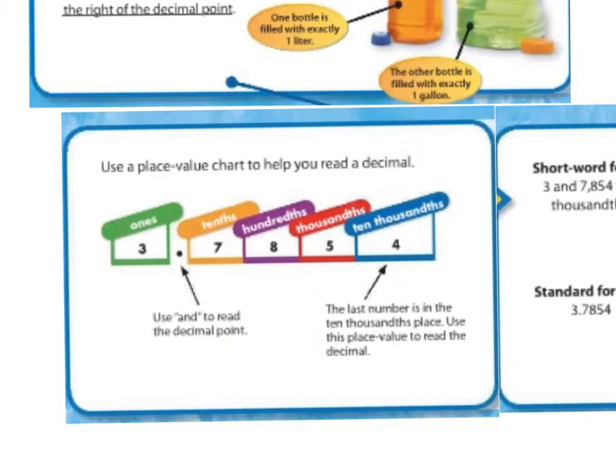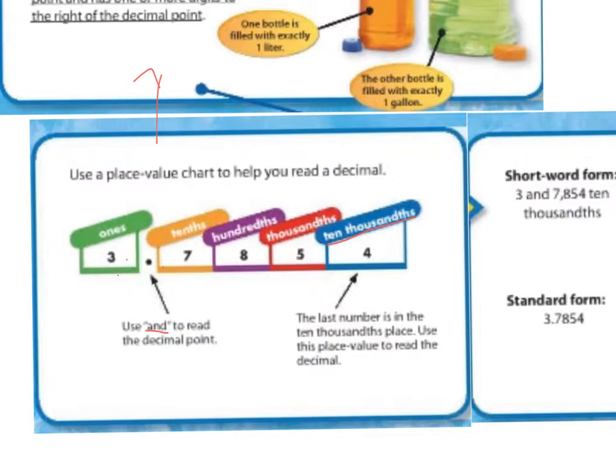All right, so we're going to use a place value chart to help me read the decimal that was up there. So we have 3 and, it says use the word and to read the decimal point. 3 and, let's see where we're at. Okay, so I'm going to end with the word ten thousandths. All right. This is read 7,854 ten thousandths.